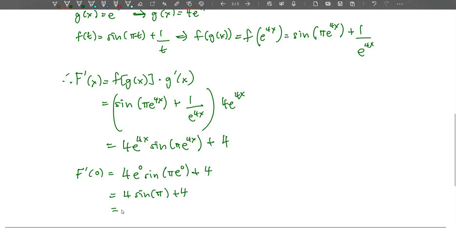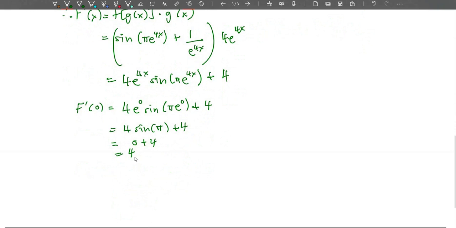Calculate using your calculator. Sine pi is actually sine 180 degrees. Remember, if you want to calculate in pi, your calculator should be in radian mode. This one is 0 plus 4, so the value of f prime 0 is actually equal to 4. That's it. Thank you. Assalamualaikum.